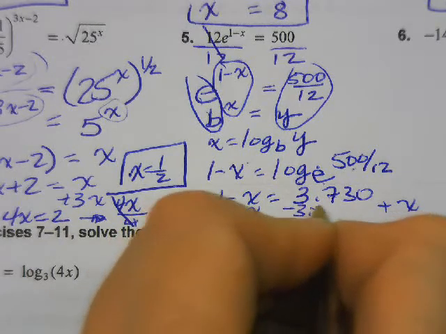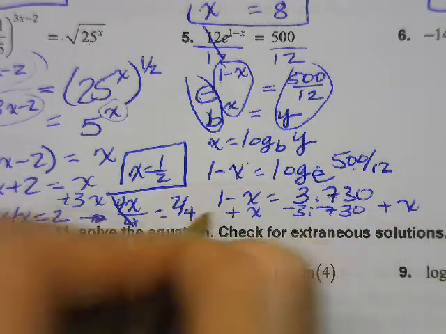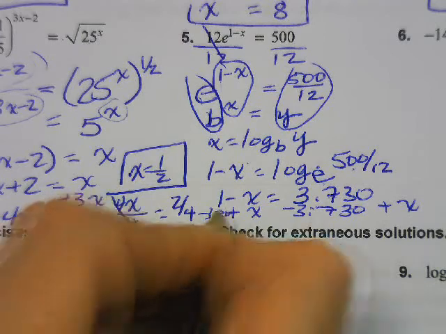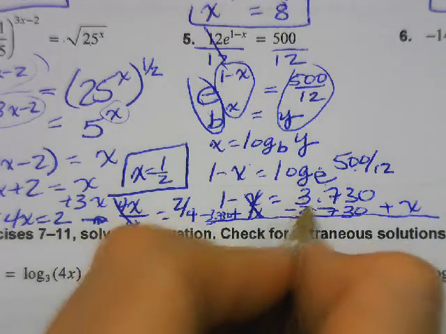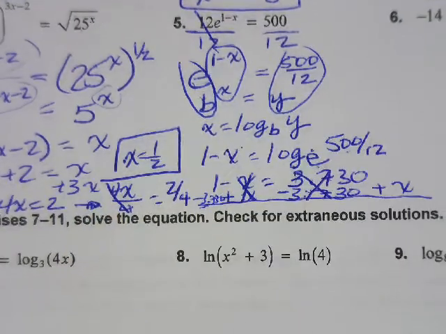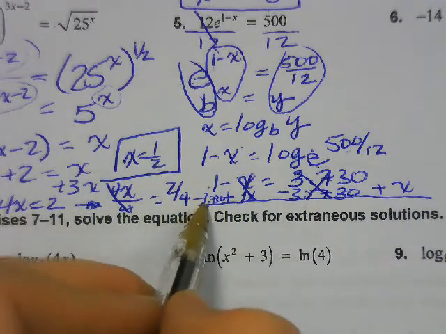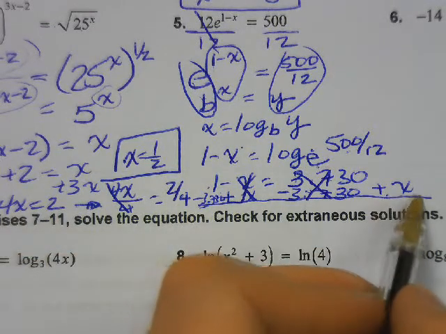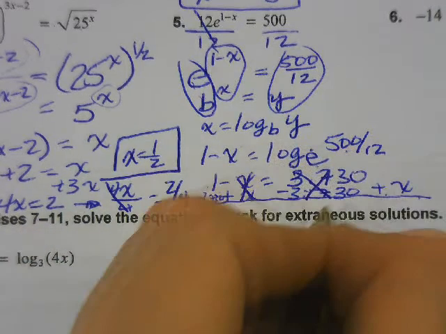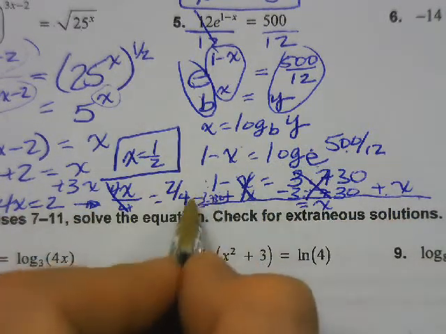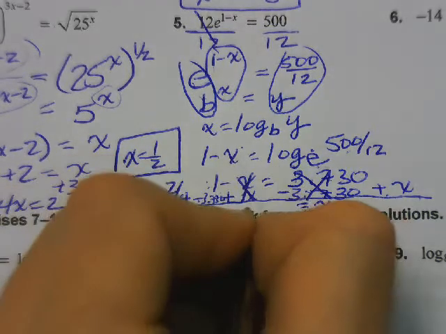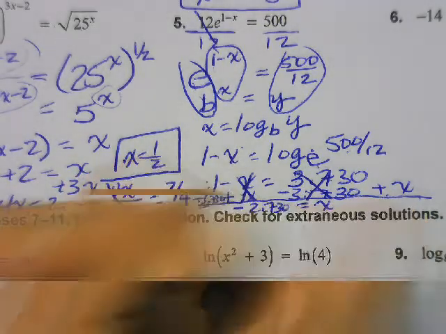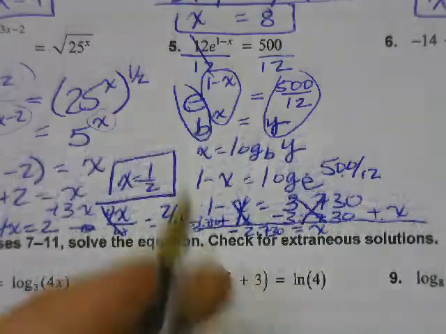Alright, x minus x cancels, 3.7 minus 3.7 cancels, and I'm left with 1 minus 3.7 and then equals x. So x equals 1 minus 3.7 is going to be negative 2.730. And just so we can see that and it's very clear, I'm going to write it over here. X equals about negative 2.730. There's a final answer on number 5.